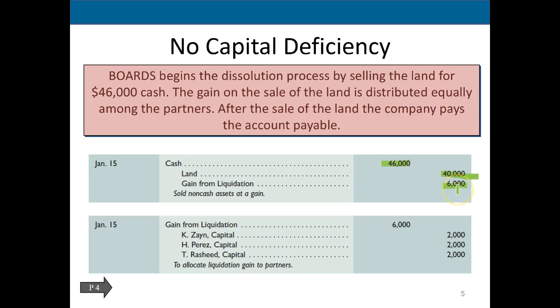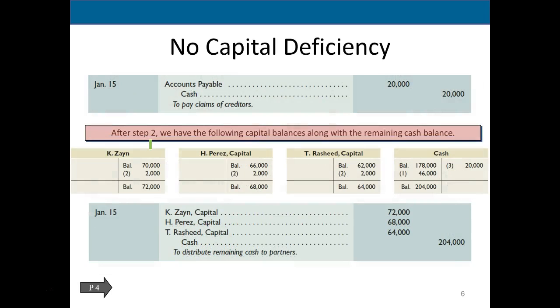So that gain then needs to be allocated to the capital accounts in accordance with the profit sharing agreement, which is an even split. So now we're going to debit the gain to reduce it to 0, and we're going to allocate it to the partners evenly, 2,000, 2,000, and 2,000. So we reduce the gain, we increase the amount owed to each of the partners by the gain of the 6,000. So now we can pay out 2,000 more because we sold the property for more than it was on the books for.